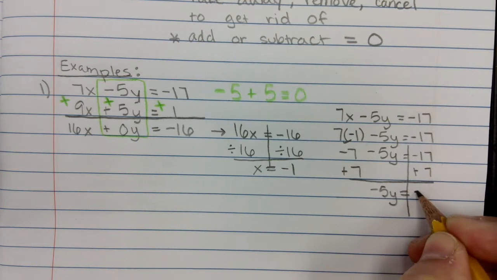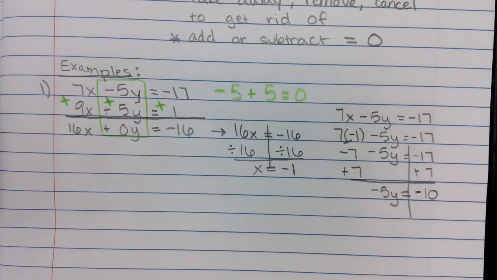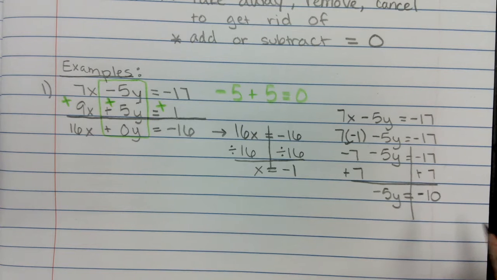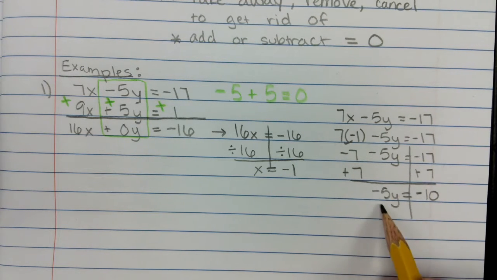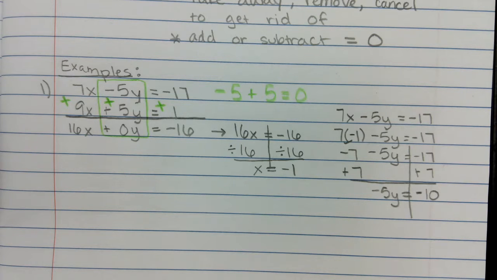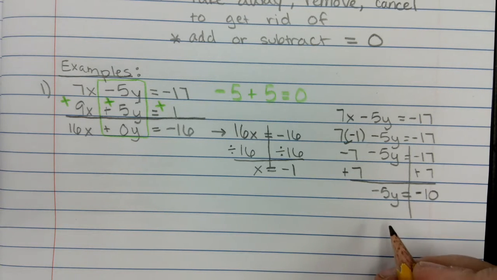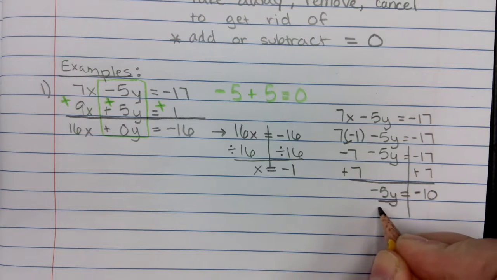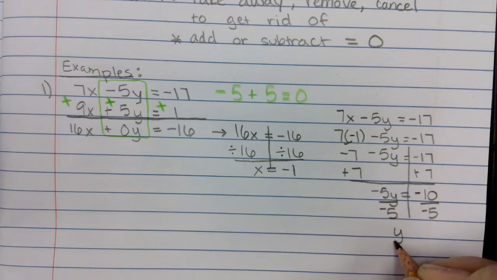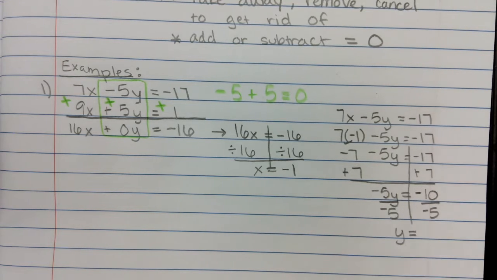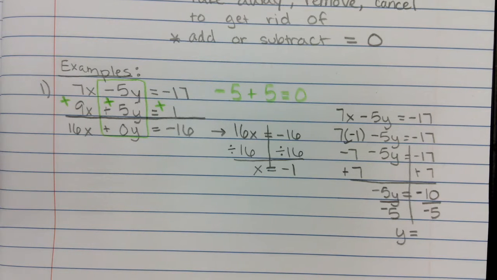Okay. And then lastly, we have to undo that multiplying by negative 5. So we're going to divide by negative 5 on both sides. Negative 10 divided by negative 5? Close. Positive 2. Remember that negative divided by negative gives us that positive. Those are just those silly rules.